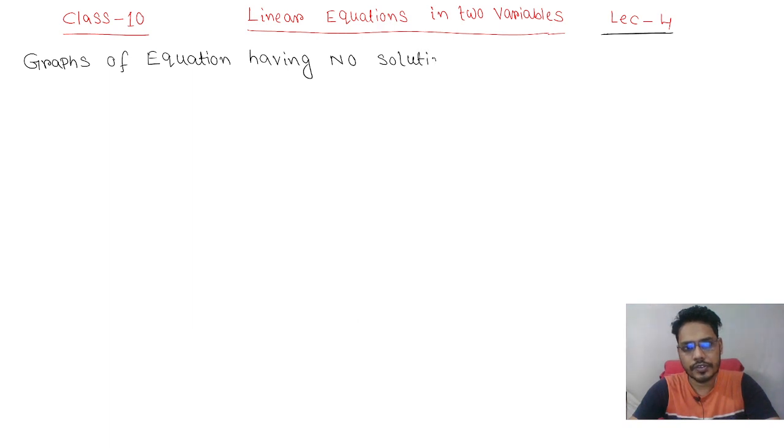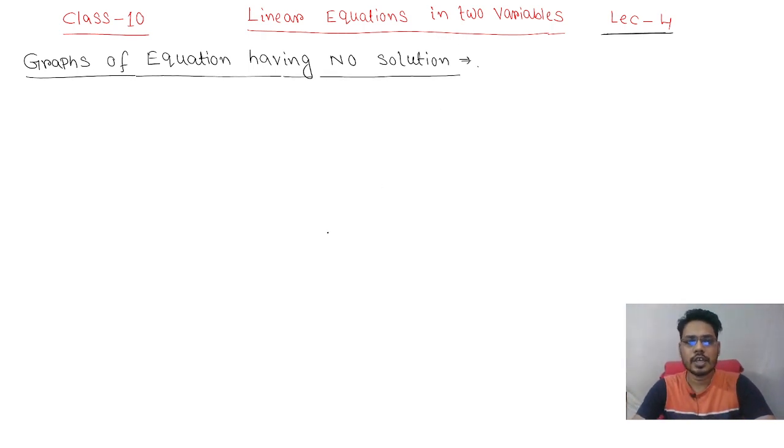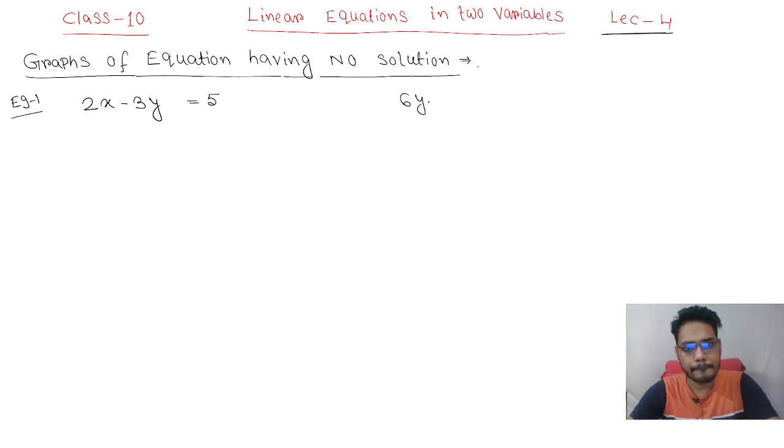In the last two classes, we learned how to draw the graphs of equations having one solution and having infinitely many solutions. And today we will learn how to draw graphs of equations where there is no common solution or no common intersection point. So first, example number 1: 2x minus 3y is equal to 5 and 6y minus 4x is equal to 3.